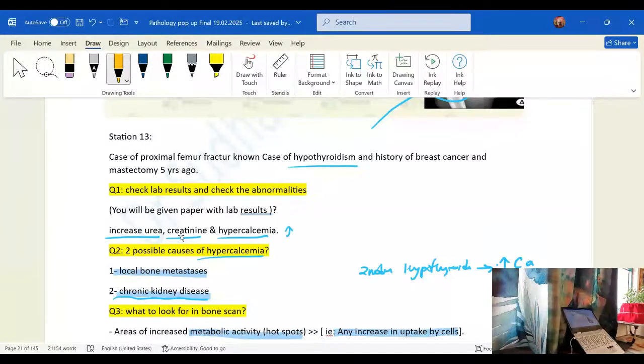So two possible causes of hypercalcemia: one is chronic kidney disease, given the raised creatinine, and the other is local bone metastasis. Two possible causes of hypercalcemia: chronic kidney disease and local bone metastasis.